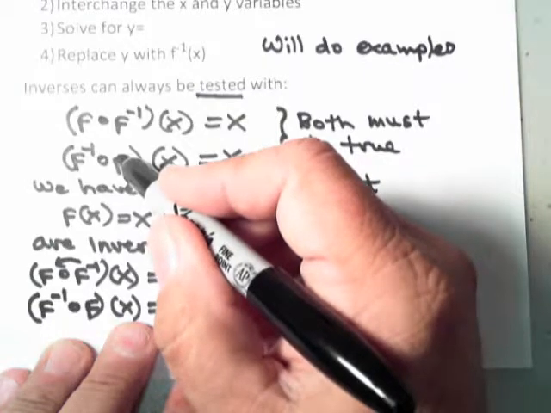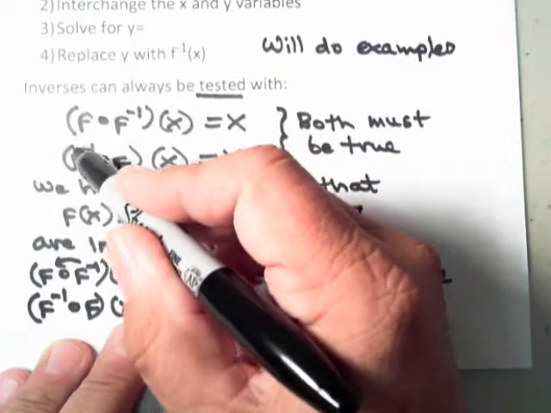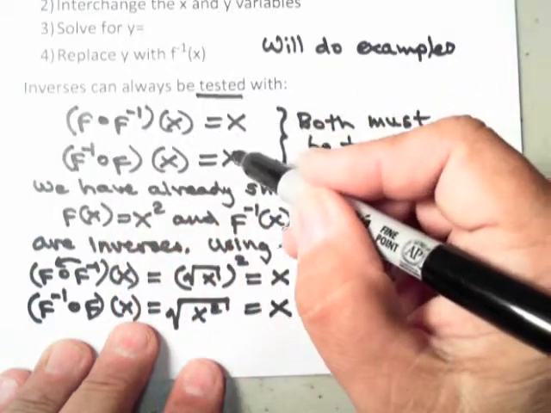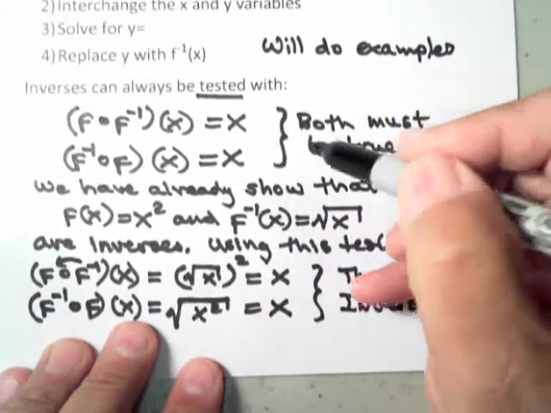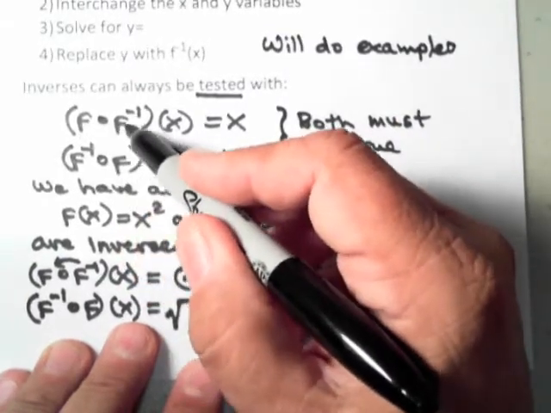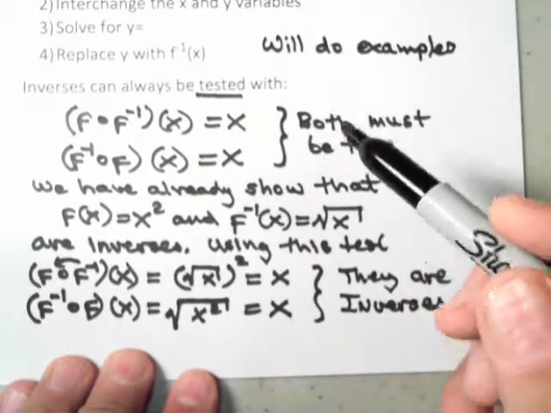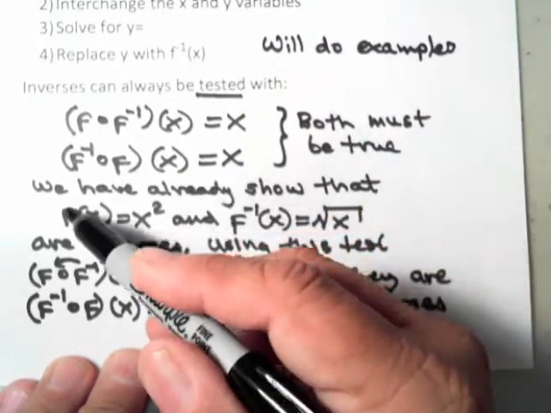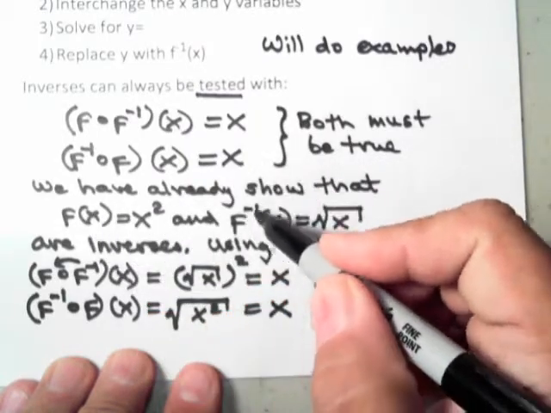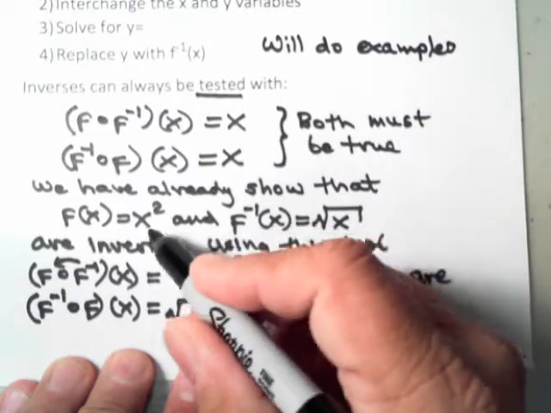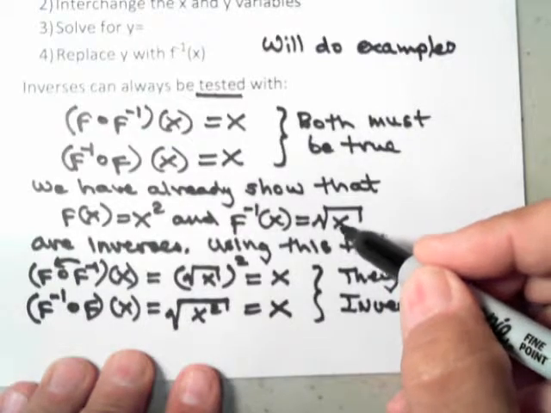But you also have to test it the other way around. F negative 1 composed of f. So now you're plugging f into the inverse. It also has to give you x. So both of these must be true for your f and f negative 1 to actually be inverses of each other. Now let's show you this in a simple example again. Here just a little while ago we showed you that f of x equals x squared and f negative 1 of x equals square root of x, that these guys are both inverses. We just plug some numbers in and you can see that plain enough.